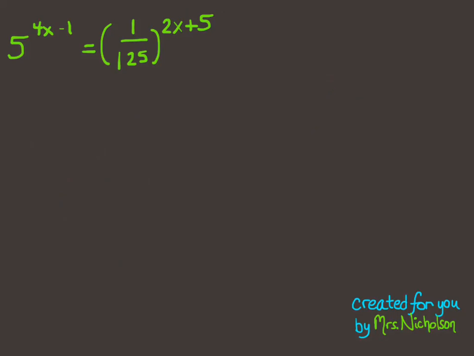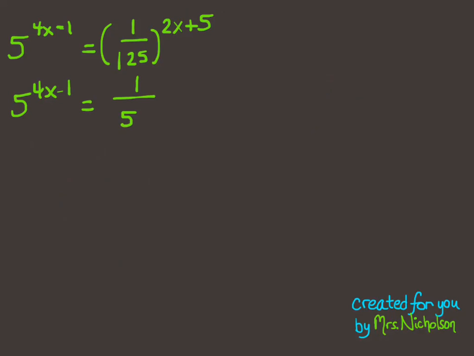Here we have 5 to the 4x minus 1 is equal to 1 over 125 to the 2x plus 5. Again, I'm trying to get like bases. And on the left, my base is 5. And 5 is a prime number. I can't rewrite it in terms of any other base, so 5 is going to have to be my base. On the right, so I'm going to keep the left the same. On the right, I want to write 125 as a power of 5. And so let's do a little math.